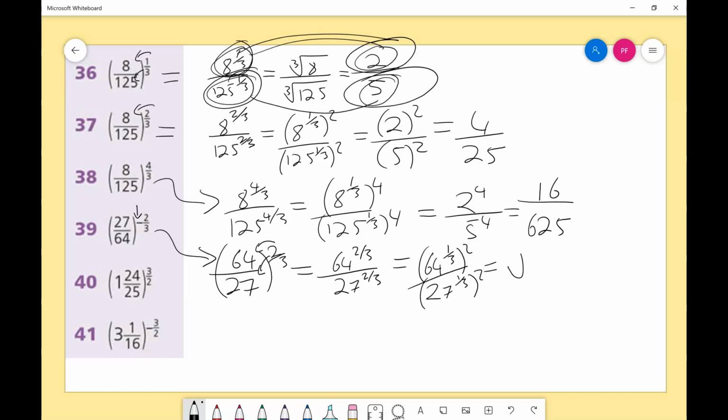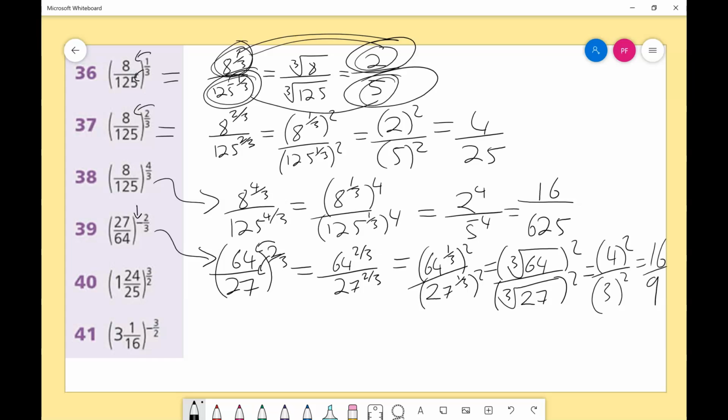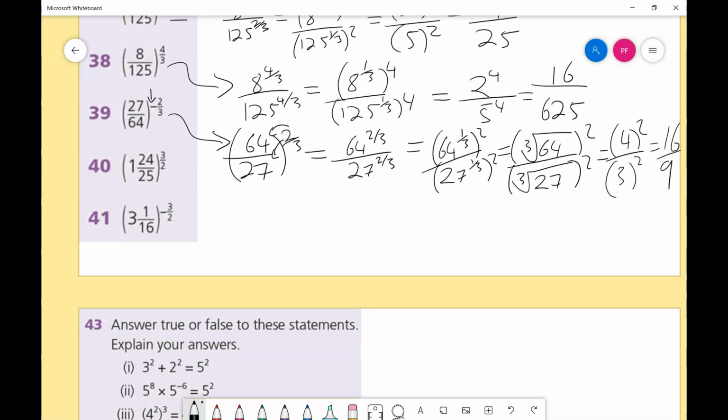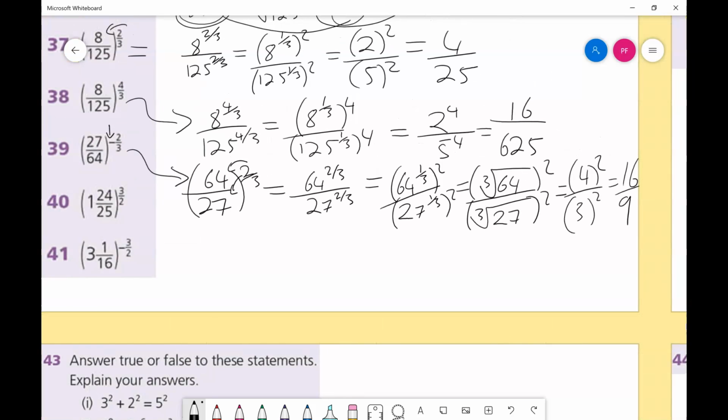A third means the cube root, so it's the cube root of 64 to be squared over the cube root of 27 to be squared. Okay, so the cube root of 64 is 4. That's 4 to be squared, and the cube root of 27 is 3. That's 3 to be squared. 4 squared is 16, 3 squared is 9. All right, 2 more to go in that section. So I might just clear a little bit of space for us.